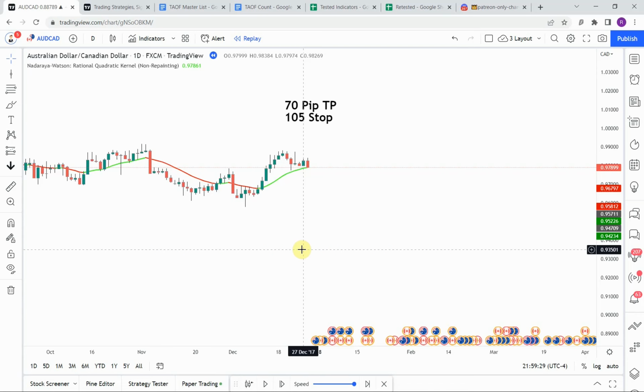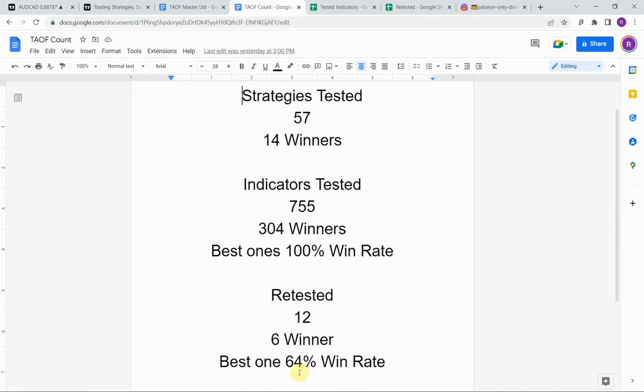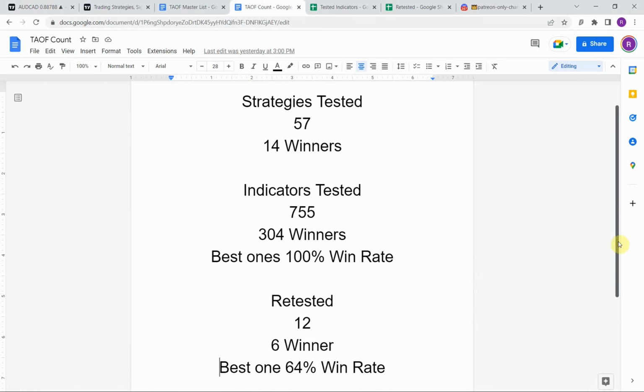Alright, as I said, today we will be testing the rational quadratic kernel indicator. Before we do though, I wanted to put the testing scoreboard up for everyone to see. So to date, we have tested a total of 57 different strategies, with 14 of them being profitable. We've also tested a total of 755 indicators, with 304 of them being winners. The best ones so far were able to achieve a 100% win rate.